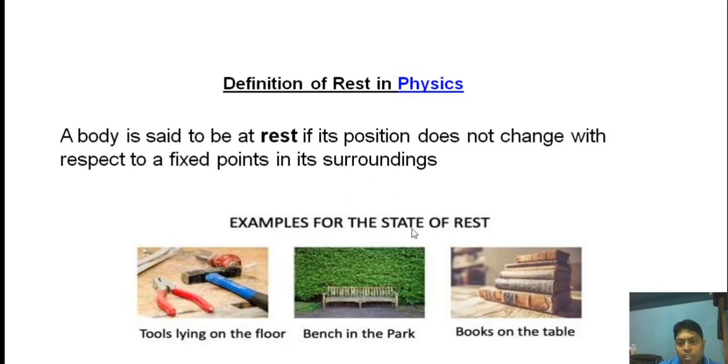So examples of the state of rest are tools lying on the floor, a bench in the park, books on the table. So these are the examples of state of rest.